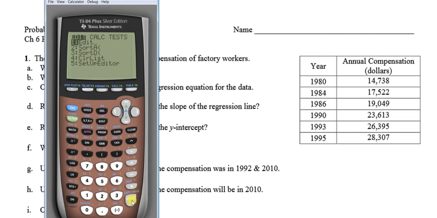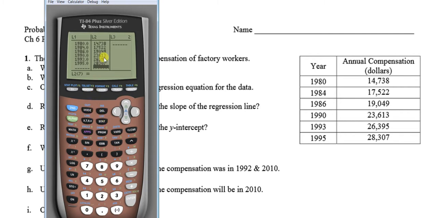So once again, stat, enter. I have 1980 in there, 1984, 1986, 1990, 1993, and 1995. And then in list 2, I put these dollar amounts: 17,522, 19,049, 23,613, 26,395, 28,307. And these 2 lists need to be the same length for the linear regression to work.